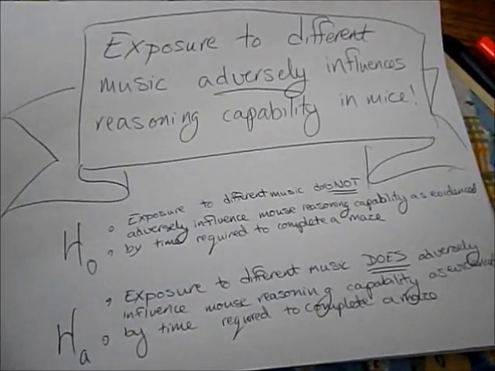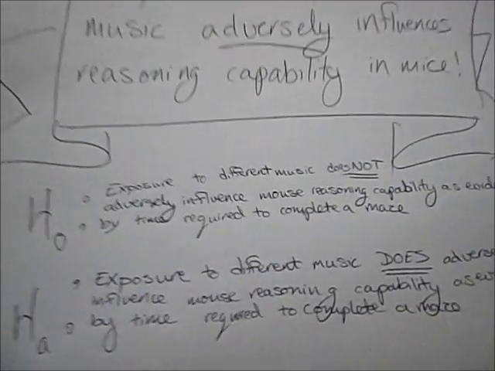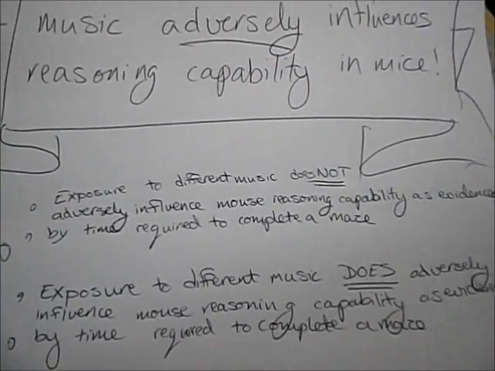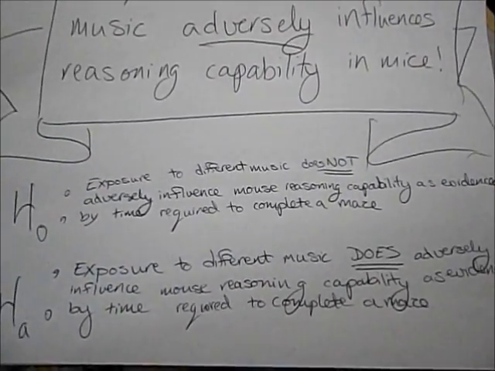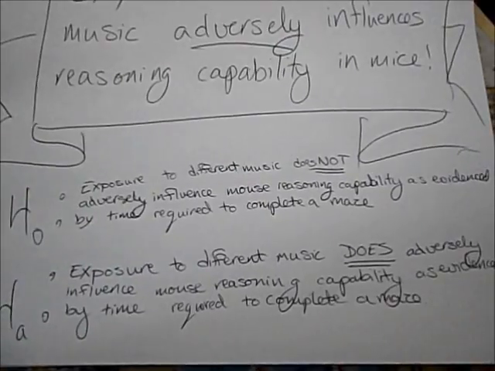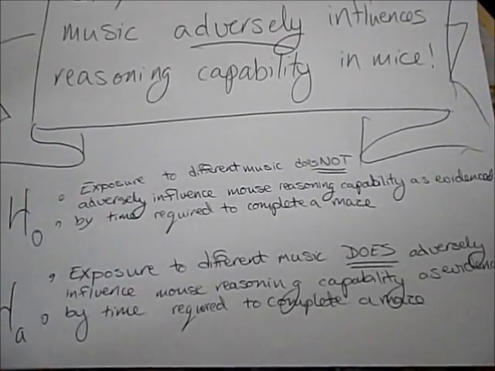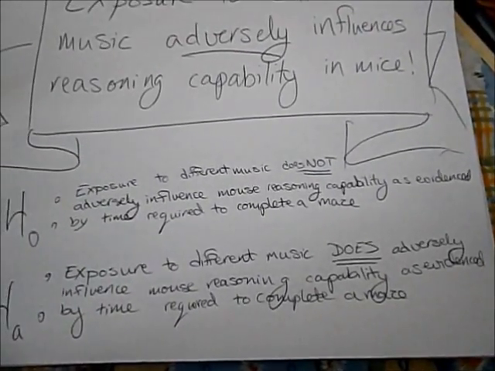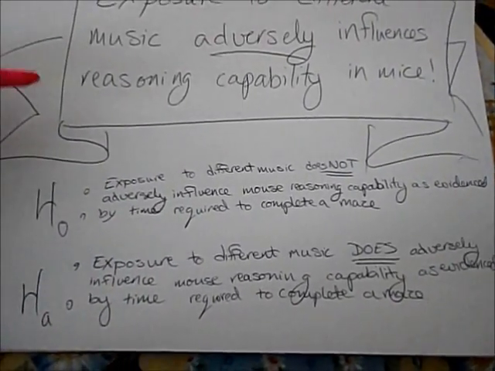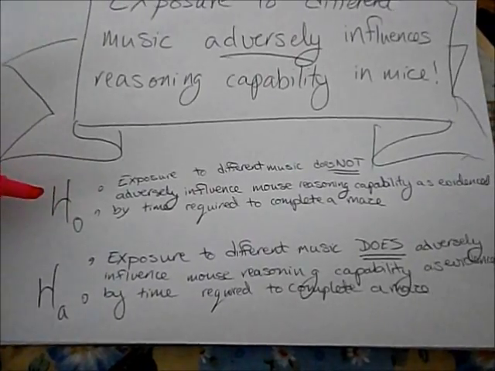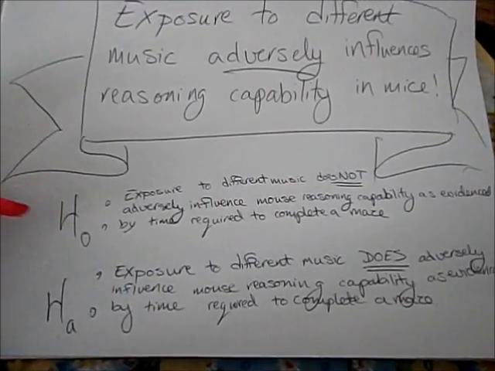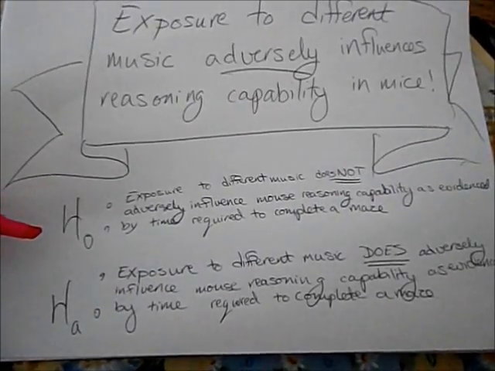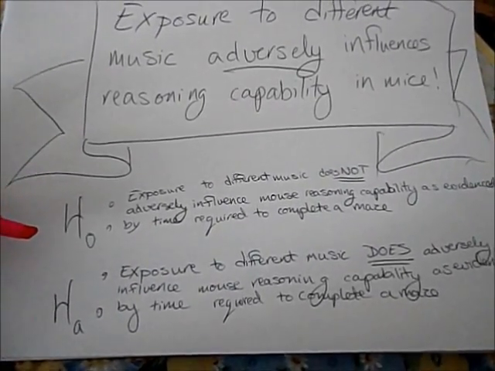All right, here are our hypotheses. The null hypothesis is that we do not adversely influence mouse reasoning capability by exposing them to music. The alternate has to take care of all the other possibilities, and the other possibilities is that we do adversely influence their capabilities. All right? So in this instance, we've got a different null hypothesis than what we had in the last experiment. And the reason our hypothesis is different is because we are trying to just look at mice who did poorly.